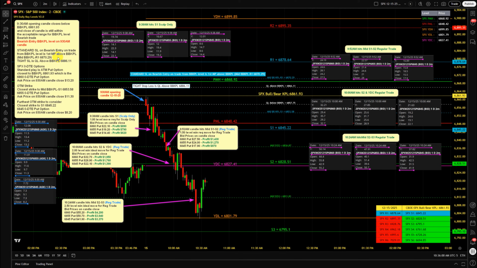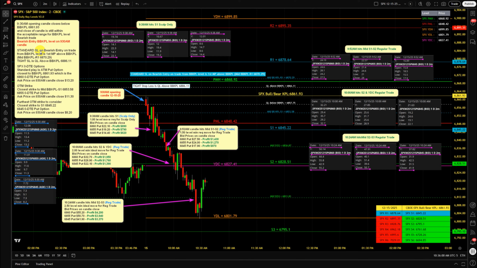There are 3 different option strikes that you can use on any bullish or bearish trade off of any of the main key levels. The main key levels for this indicator are going to be the bull bear KPL level, as well as the R1 through R6 above and the S1 through S6 below. The midpoint levels and QL levels are not levels to take trades off of. They serve other purposes.